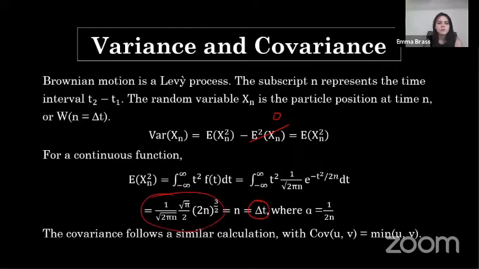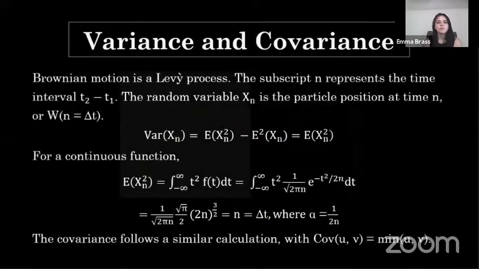Basically, if you just express alpha as 1 over 2n, then that becomes the Gaussian integral function from the previous proofs in this class. For covariance, this follows a similar calculation, with the covariance of u and v equaling the minimum of u and v. This right here is just a really useful MATLAB code.